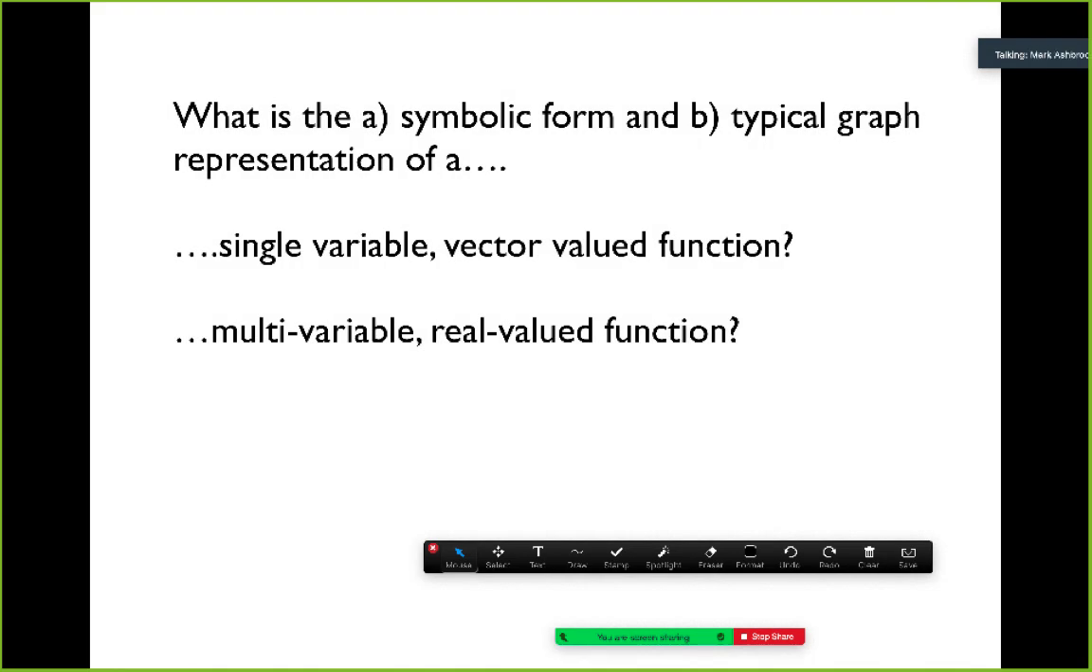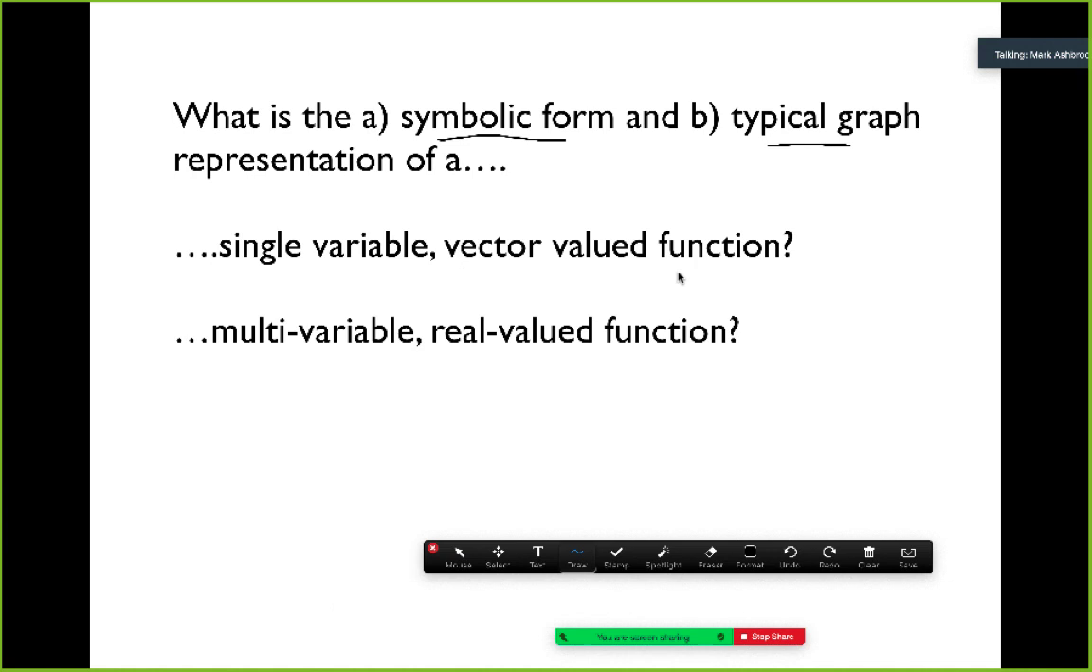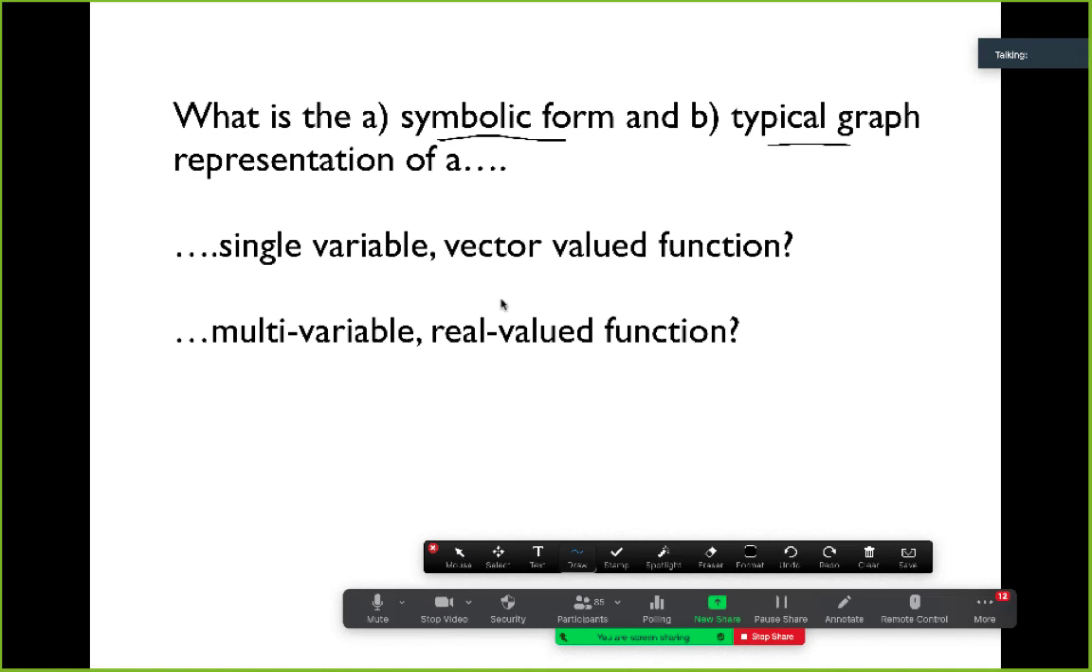So let's just do a little warm-up review here. We talked about single variable vector valued functions. When you see that, what is that? What's the symbolic form, and what's the typical graph? How do we represent those symbolically? What do we write for a single variable vector valued function? Y equals f of x is for single variable; that'd be a single variable real valued function.